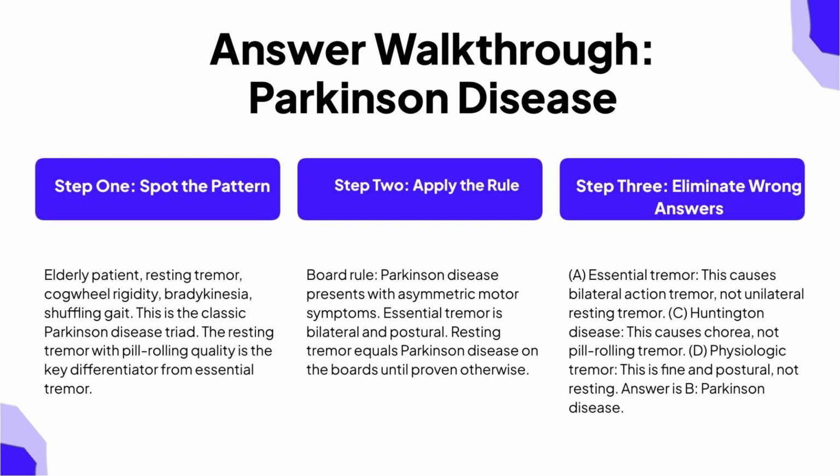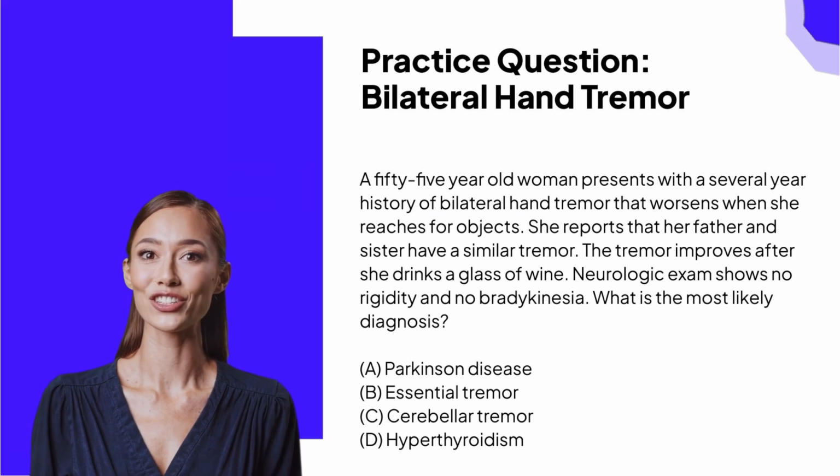Answer A, essential tremor, causes bilateral action tremor, not unilateral resting tremor. Answer C, Huntington disease, causes chorea, not pill-rolling tremor. Answer D, physiologic tremor, is fine and postural, not resting. The correct answer is B, Parkinson's disease. Here is our second practice question.